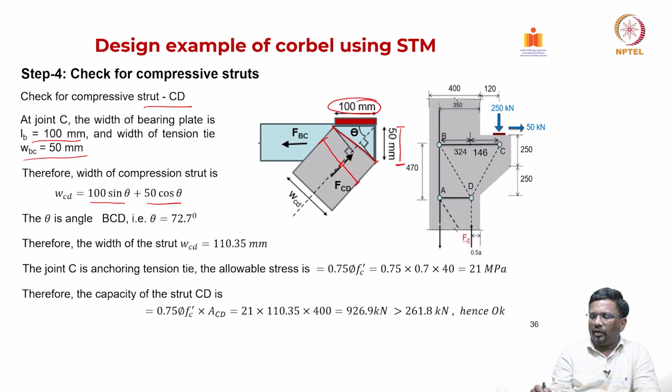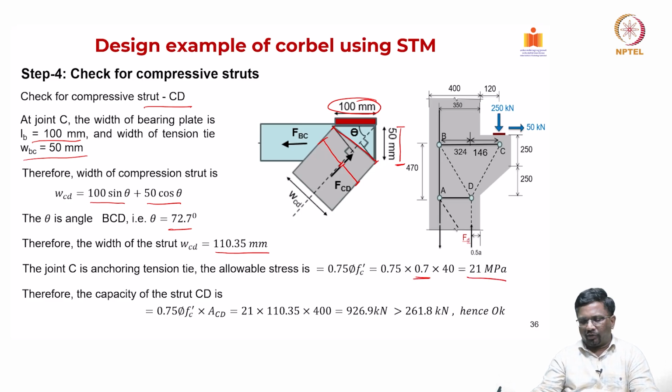Now, the theta angle from geometry we previously calculated to be 72.7 degrees. So, the width of the strut, if you plug in the numbers, works out to be 110.35 millimeters. Now, joint C, again the allowable stress we are taking as 0.75 times strength reduction factor multiplied by F'c. Strength reduction factor I am taking as 0.7.